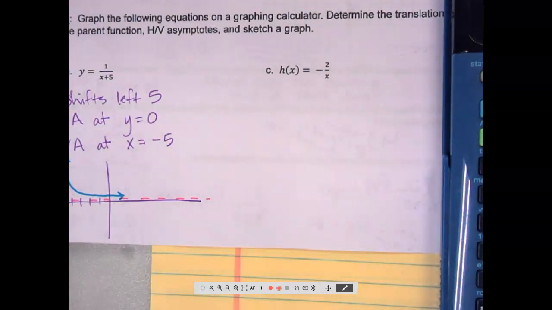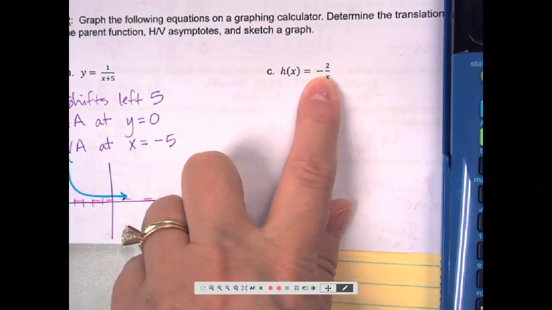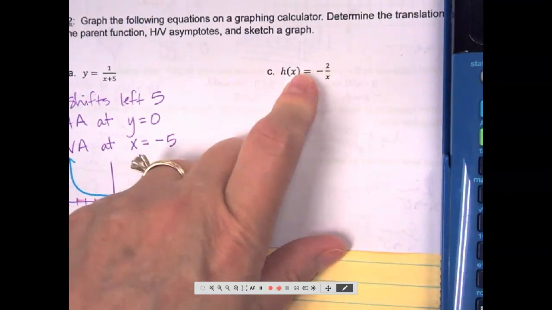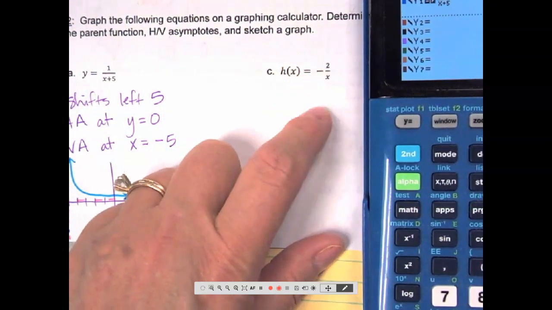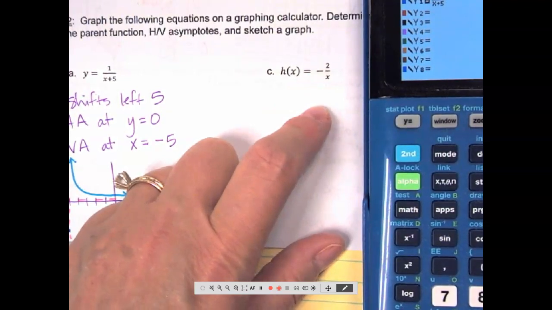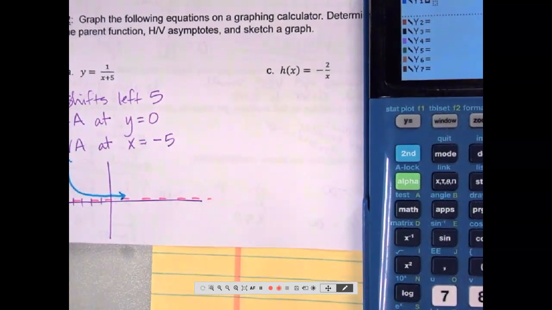Stretch it vertically, but I'm going to be honest, we probably won't notice that difference. Okay, so the 2 will just be a stretch that won't be very noticeable, but the negative will definitely be noticeable. Okay, so let's go to y equals. Let's type in this function. Alpha y equals that fraction.